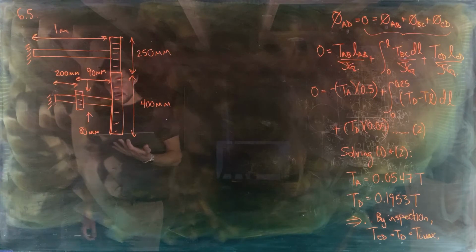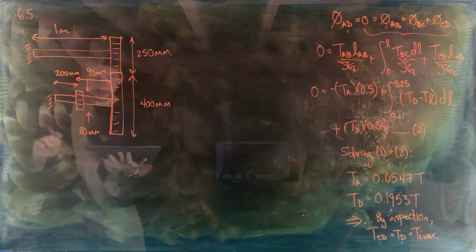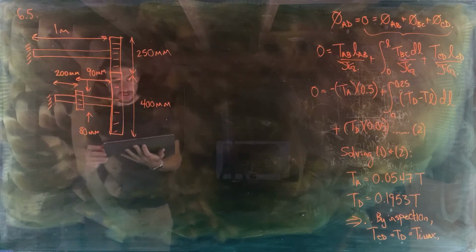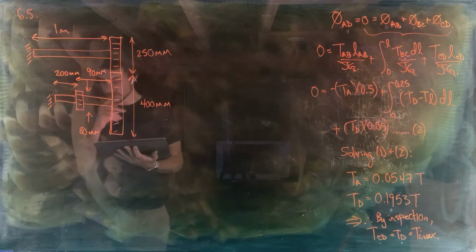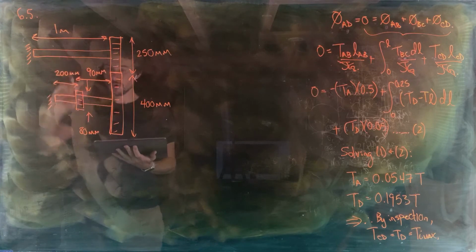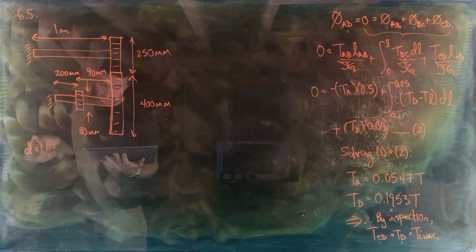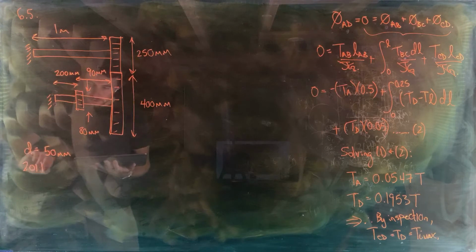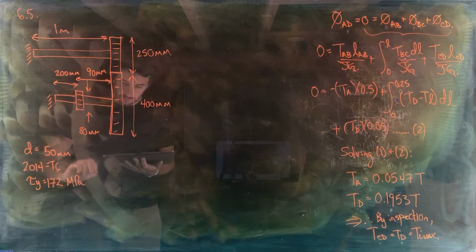All right, the problem statement says the shafts have a diameter of 50 millimeters and are made from 2014 T6 aluminum with shear yield strength 172 megapascals. So that applies to both of these two shafts. The diameter for the shafts is 50 millimeters. They're made of 2014 T6 aluminum, and that we're told has a shear yield strength of 172 megapascals.